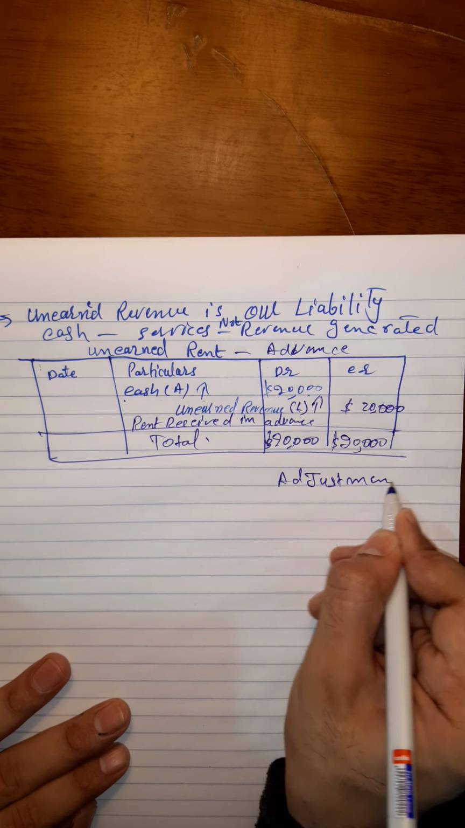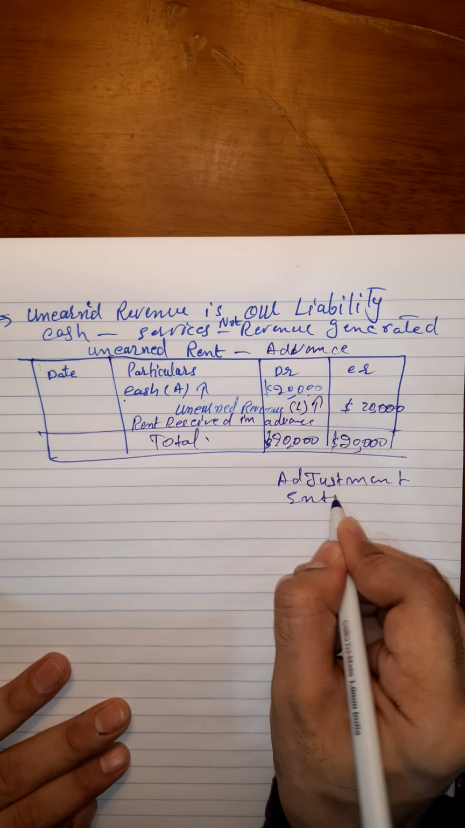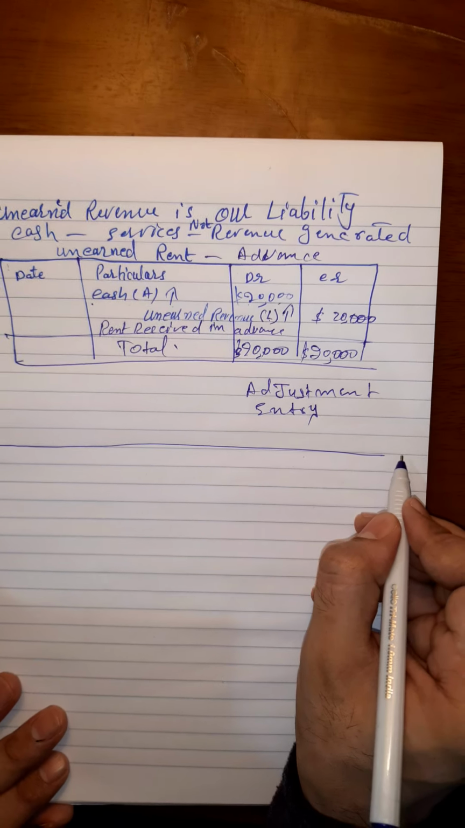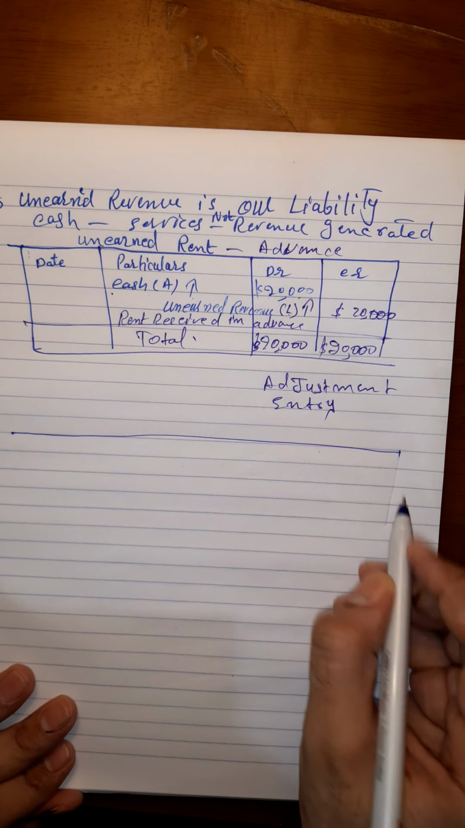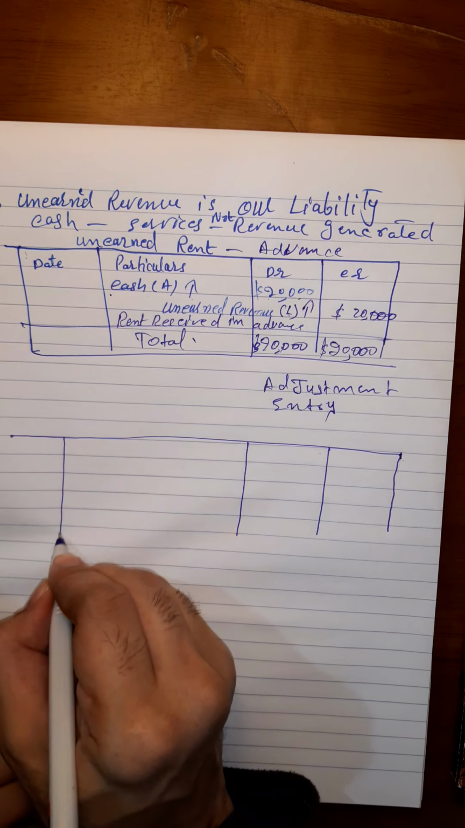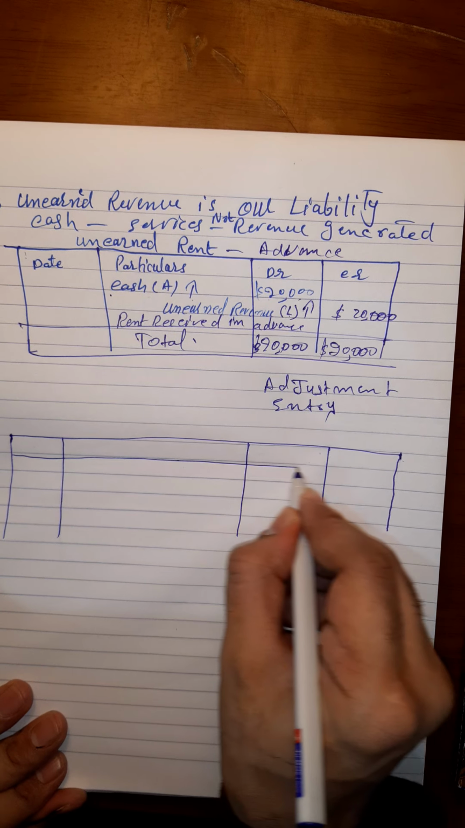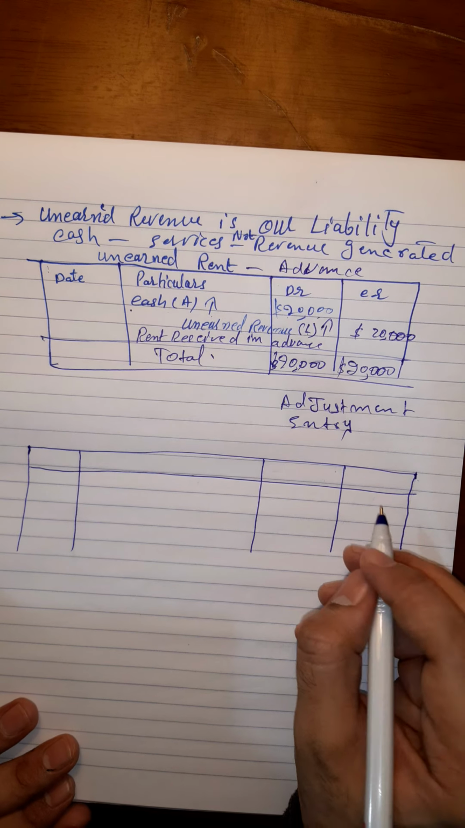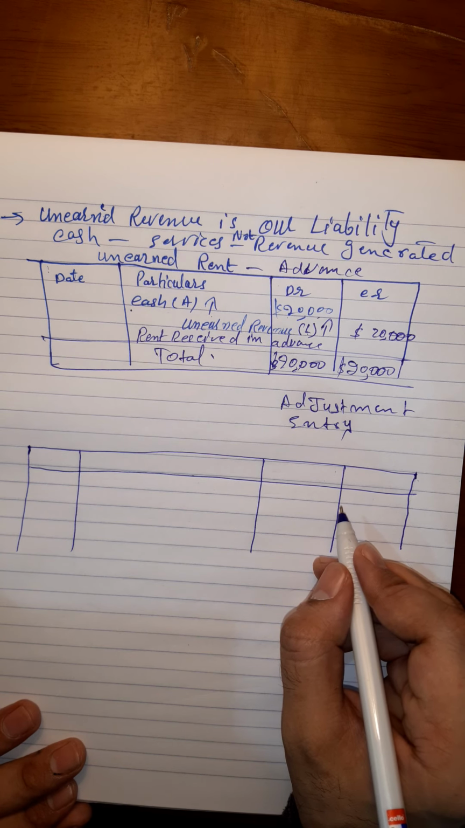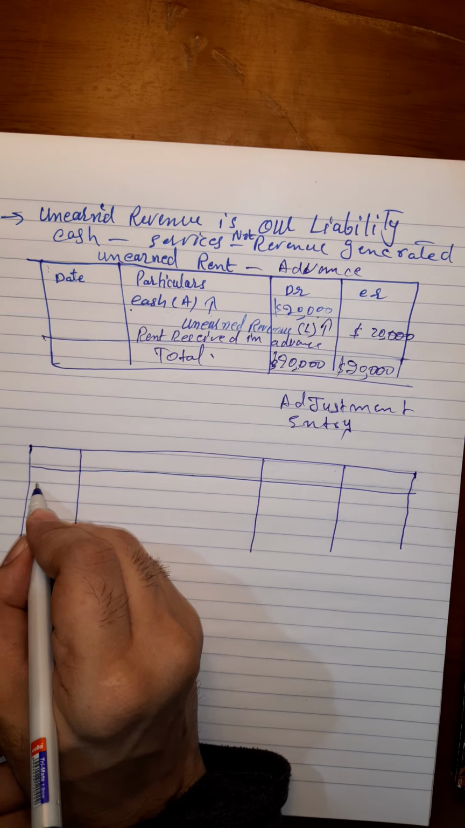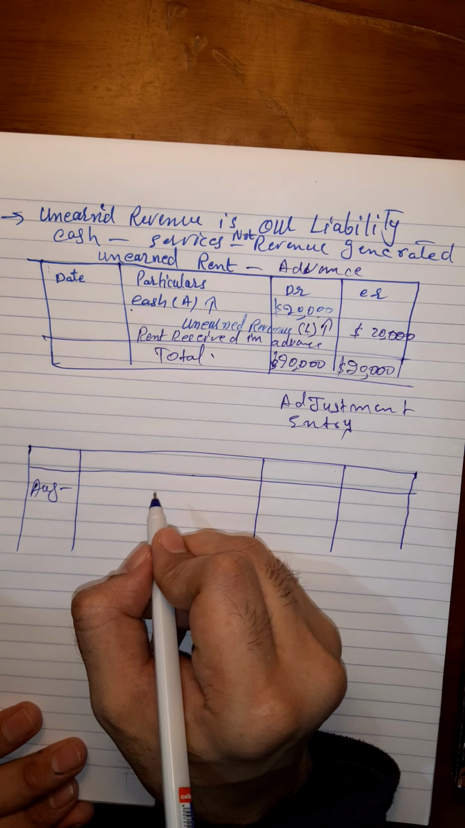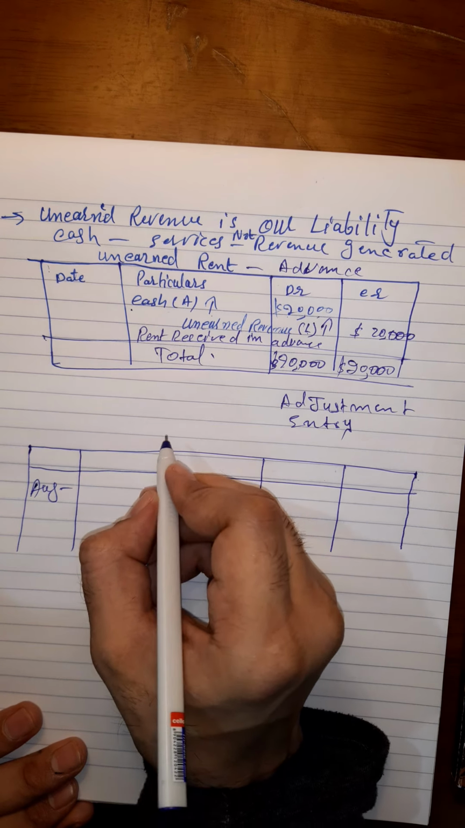Now we do the adjustment entry. What will we do when our revenue occurred? For example, we received rent in advance, but the month for which we received this rent has come. For example, the month of August came. For August, we will do one entry for revenue.